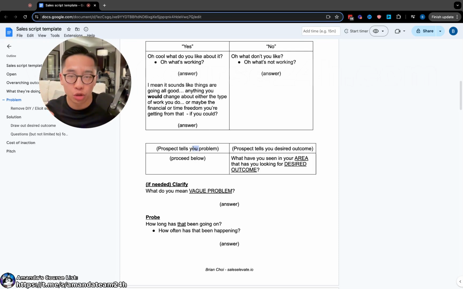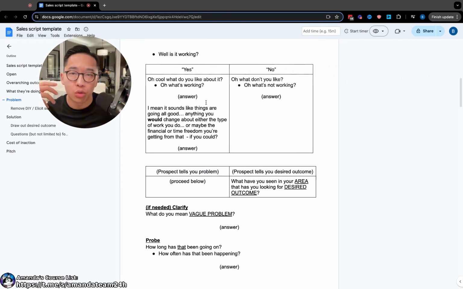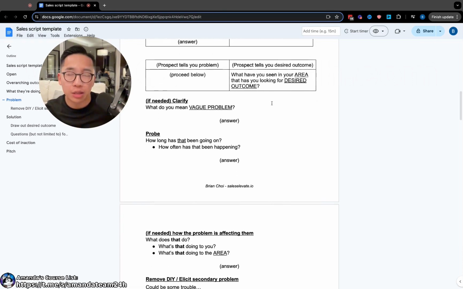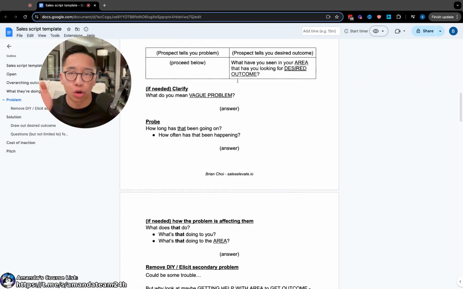And then after that point, you get an answer. Now, if you ask, "Is it working?" or "Do you like it?" and they say no, then you can go into, "What don't you like?" or "What's not working?" At that point, you'll typically get one of two types of answers again. Either the prospect tells you the problem, or the prospect tells you the desired outcome.